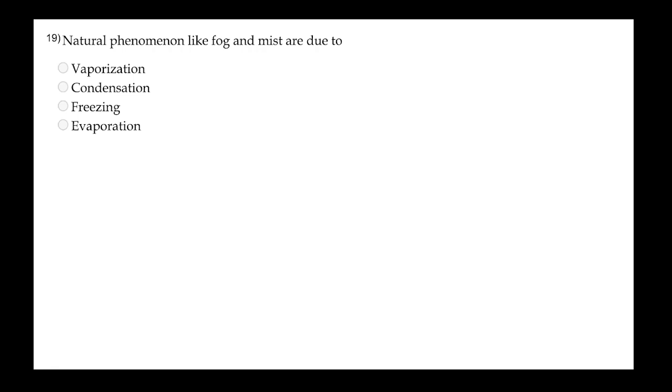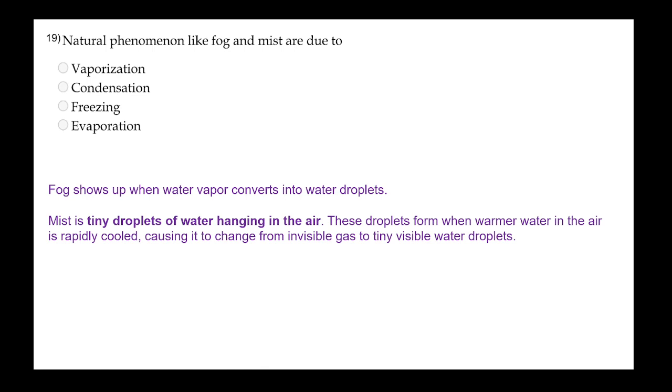Now natural phenomena like fog and mist are due to what? Fog and mist are nothing but water droplets in air. If you reduce the temperature of air, then as I said, since the dew point temperature is crossed, there will be some condensation of water, the conversion of water vapor into liquid phase, which is observed in the form of droplets. This conversion is known as condensation. So the correct answer is condensation here.